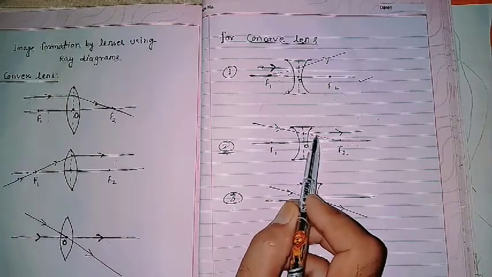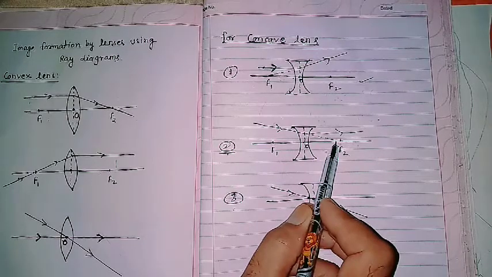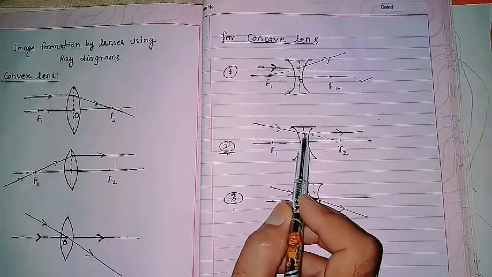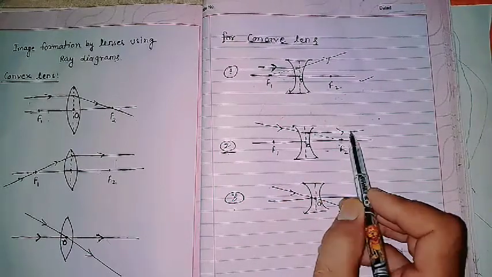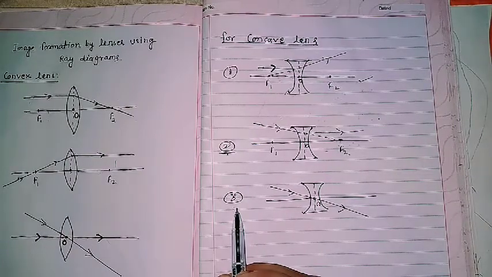a ray of light initially traveling along the direction of the second principal focus of the lens, after refraction travels parallel to the principal axis of the concave lens. And the third one, you can see here, is the same: there is no deviation.